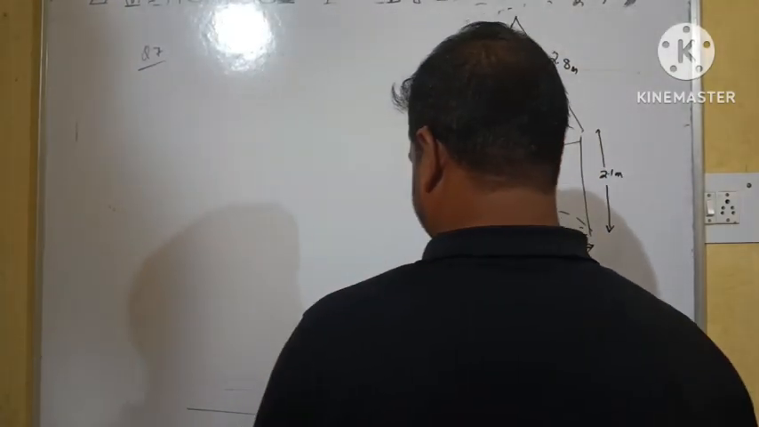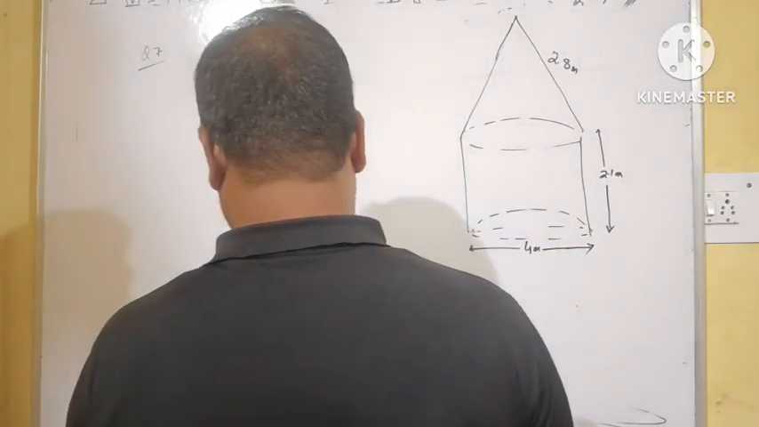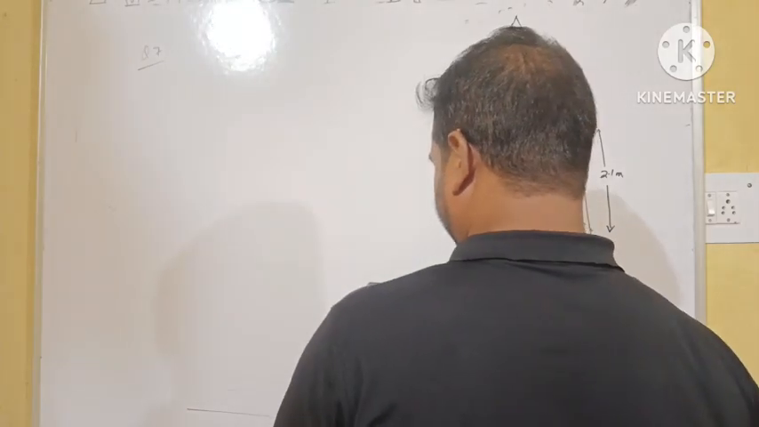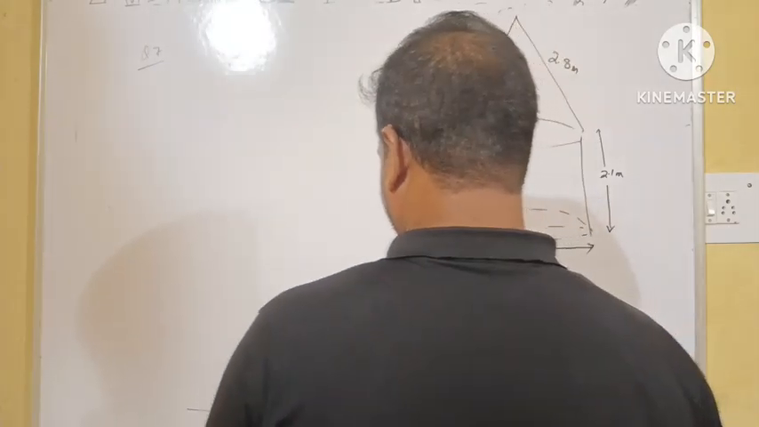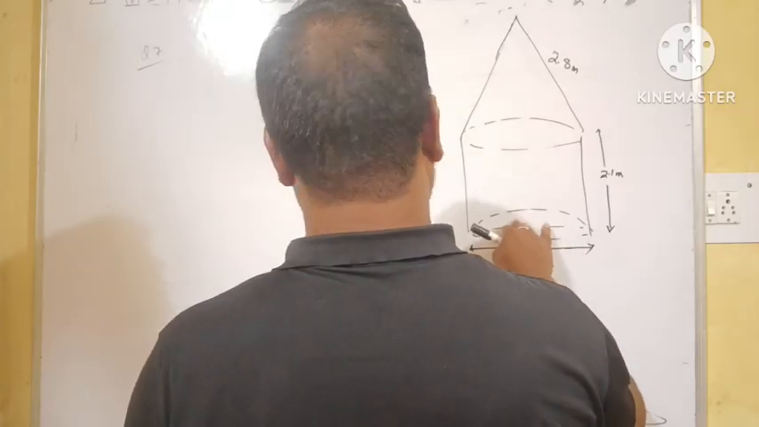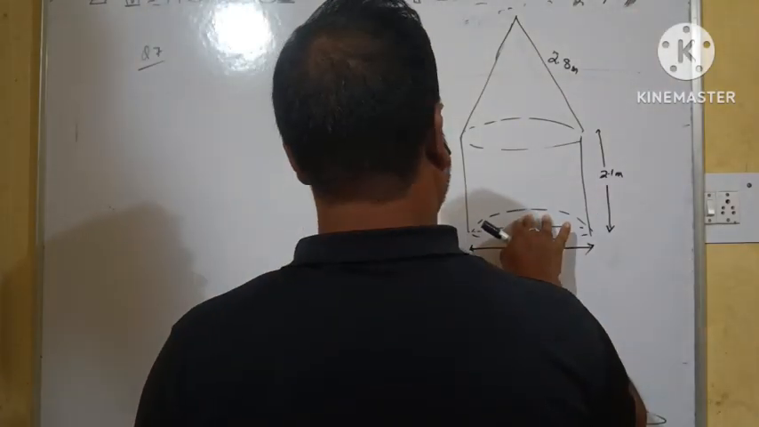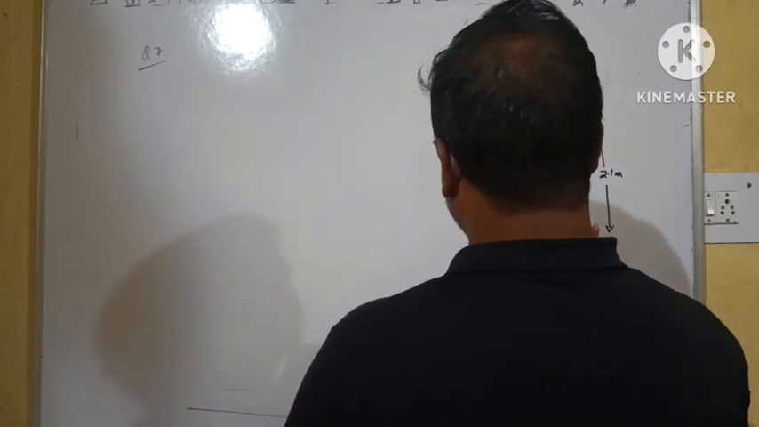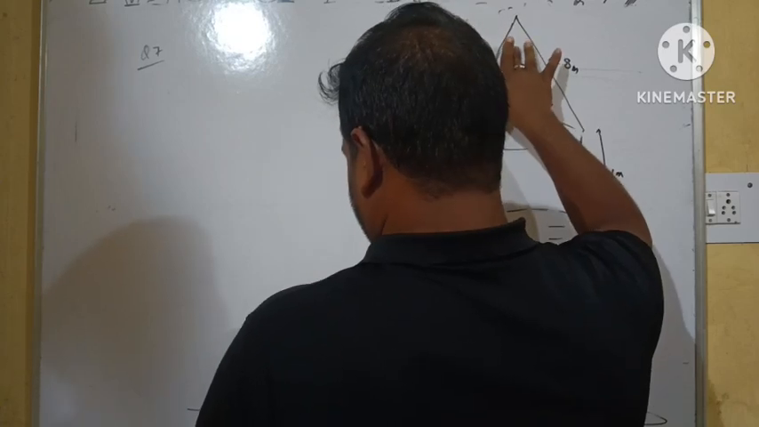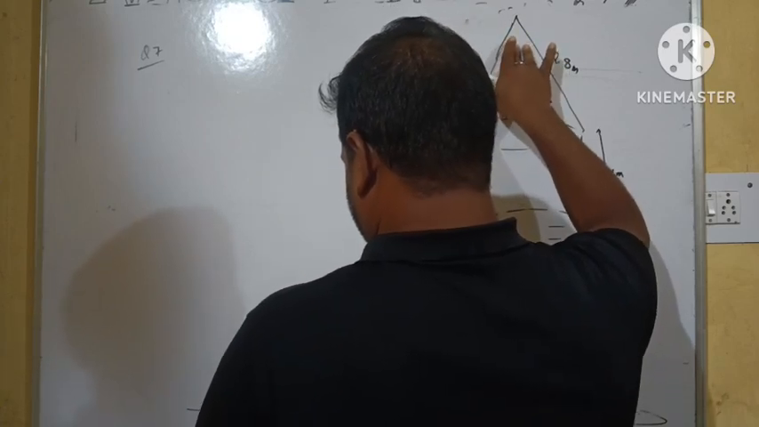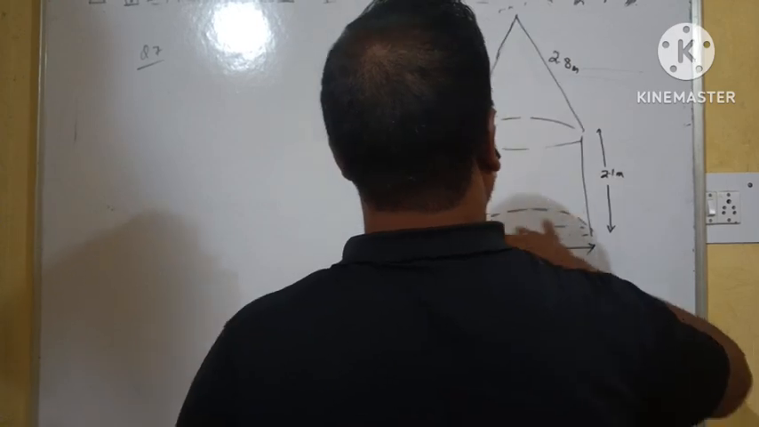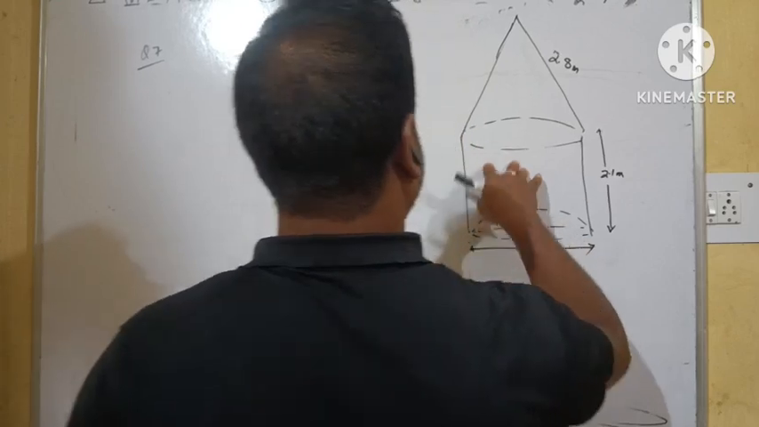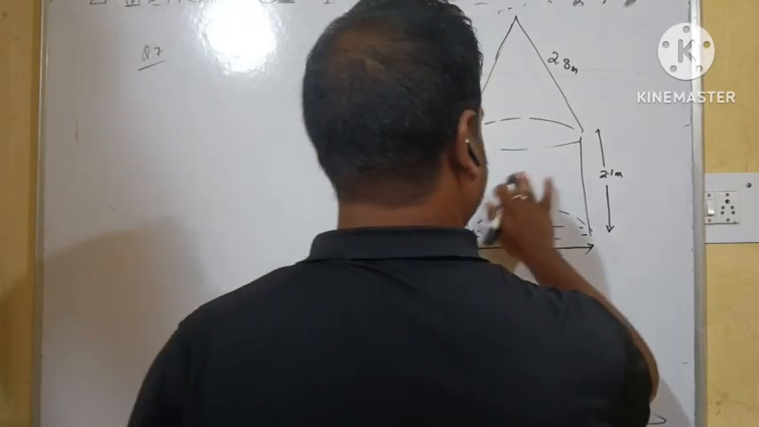Find the area of the canvas used for making the tent, and find the cost of the canvas of the tent at the rate of 500 per meter square. Note that the base of the tent will not be covered with the canvas. We have to find the area of the canvas used for making the tent. That means we need to find the curved surface area of this solid.